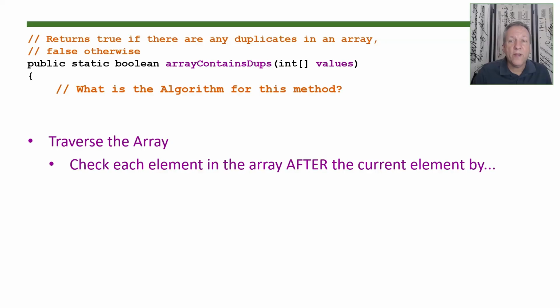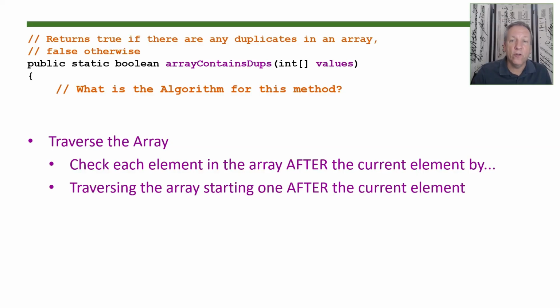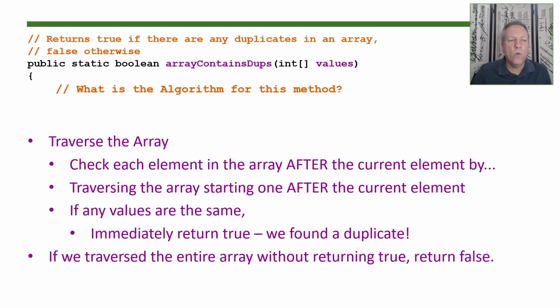Well, we're going to traverse the array. Now, to look for duplicates, it would be easiest to check all of the elements that are contained in the location after the current element. Well, how do we do that? We're going to need another loop. We're going to have to traverse the array starting one after the current element, again, with another loop. So if we ever find any two values that are the same, then we're immediately going to return true because we found a duplicate. However, if we traverse the entire array without returning true, well, then we're going to return false because that means we didn't find any duplicates.